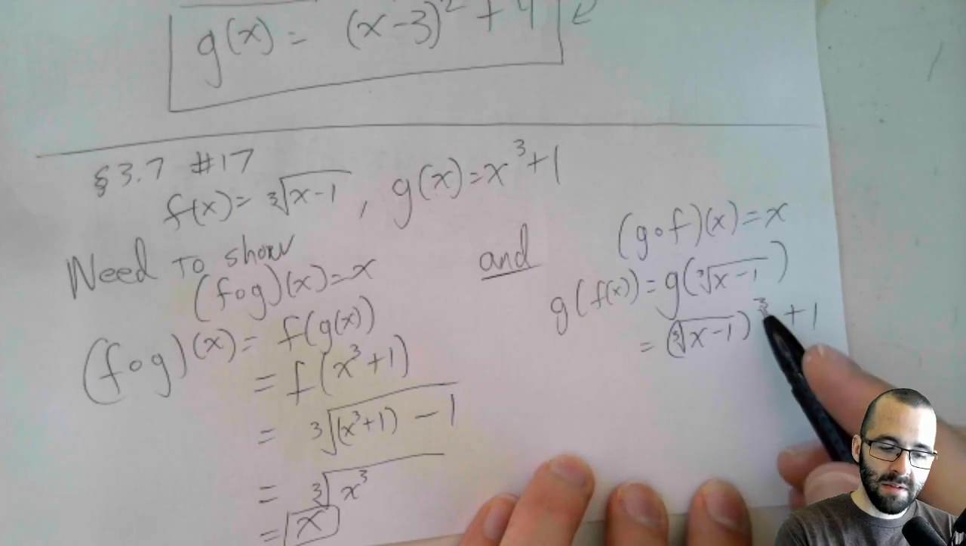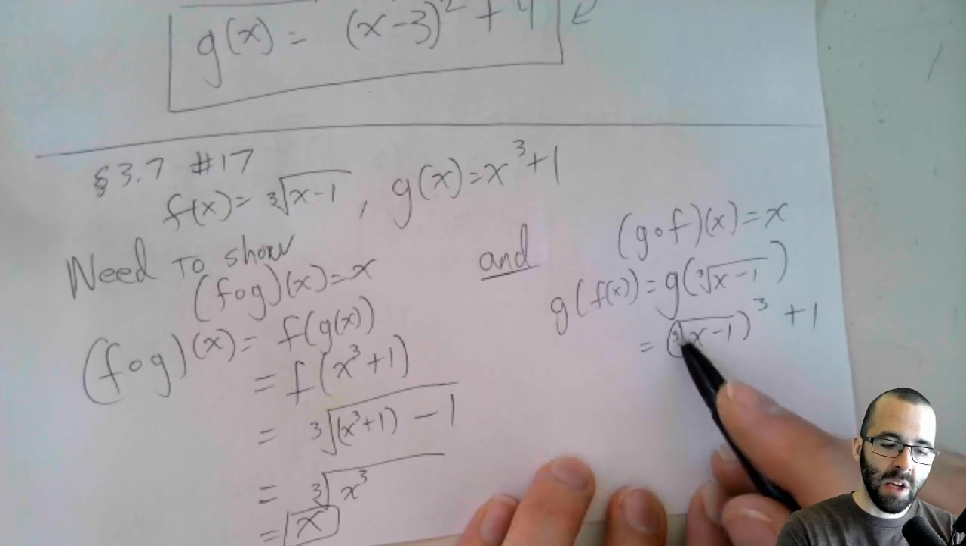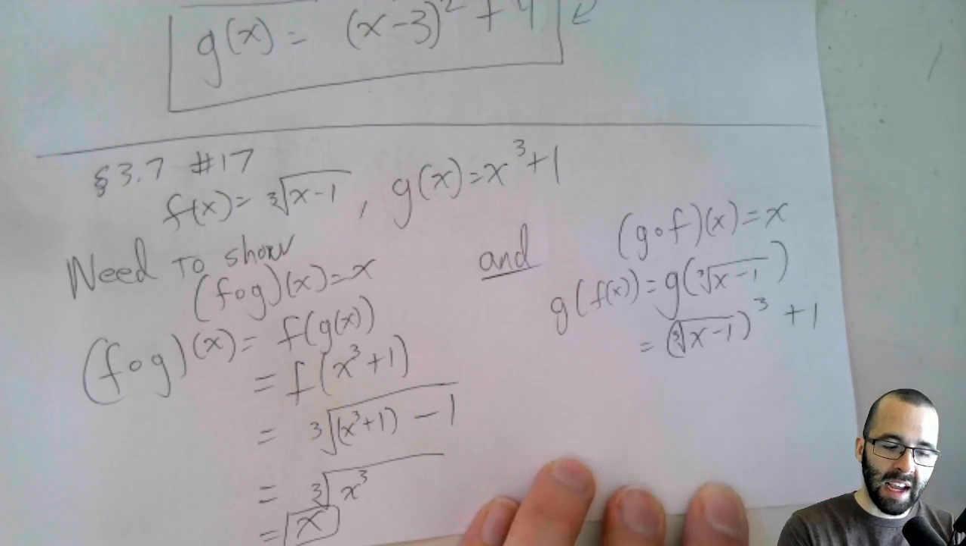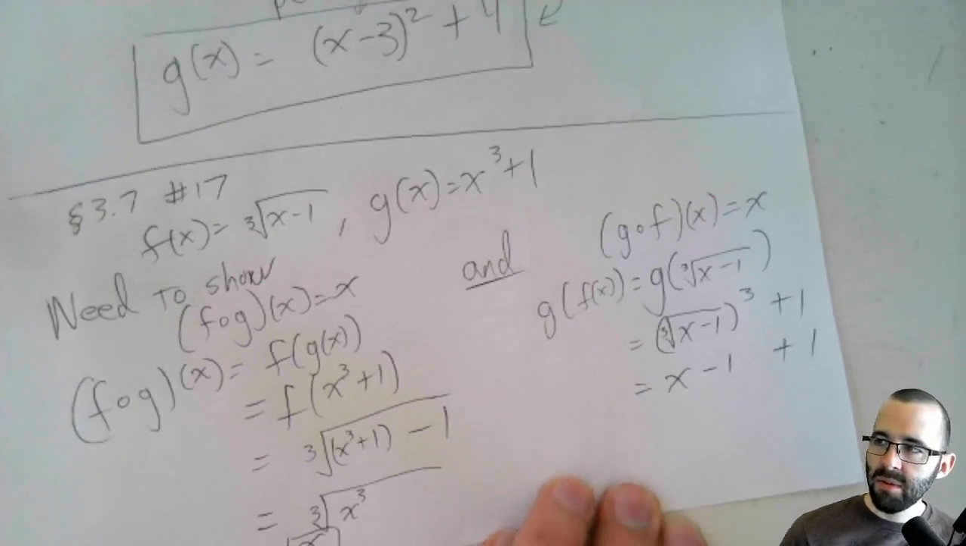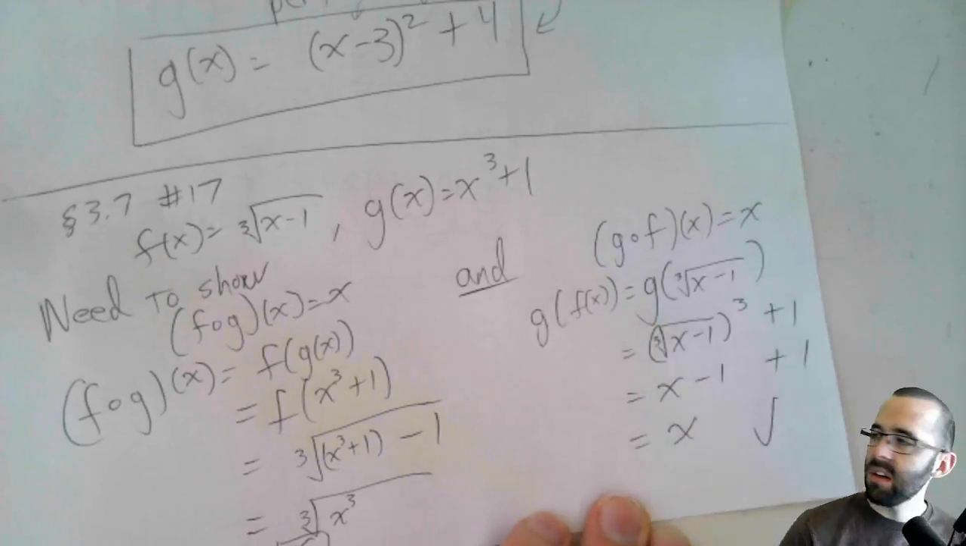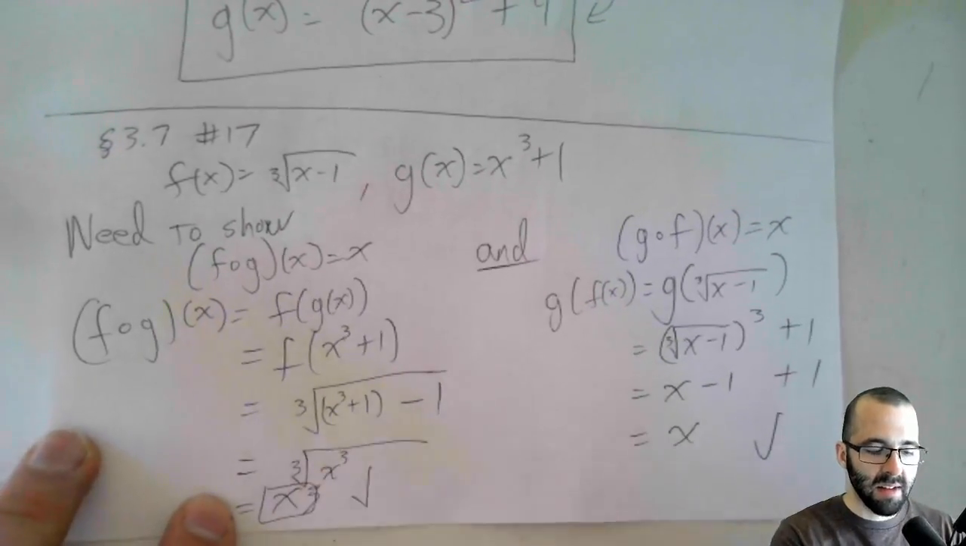These cancel. The cubed on the outside and the cubed root, these are inverse functions, and they cancel. We're just left with the x minus 1 and then the plus 1 from before, which also, again, works out. I don't know why I boxed this.